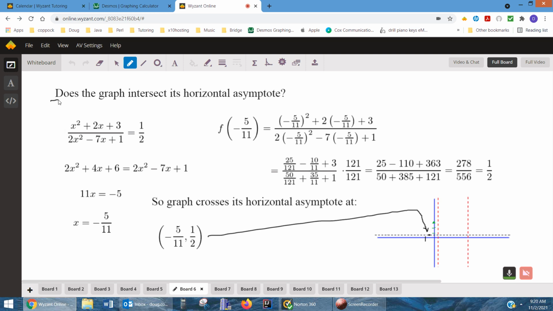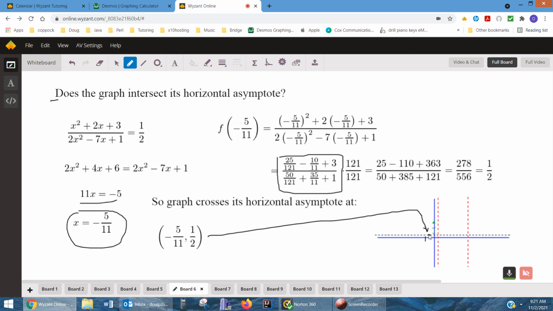So we want to ask the question, does the function ever have a value of 1/2? And if we cross multiply, we get this. Solve for x, we get x equals -5/11. And at -5/11, we can plug that into the original function. I've shown the steps to do this manually. We've got a complex fraction here. So if we multiply every term in the numerator and denominator by the least common denominator of all the little denominators, 121, it does simplify to 1/2.